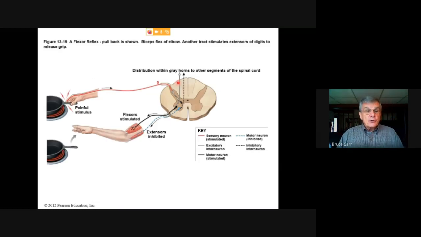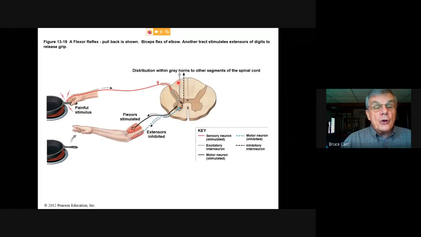Here is that particular drop the hot skillet. If you pick up a hot skillet, you not only receive a painful stimulus, but you actually have to do something to drop the skillet. This isn't just drawing your hand back. You're having to stimulate the flexors of the hand while you inhibit the extensors. So that's what allows you to open your hand and drop the skillet.